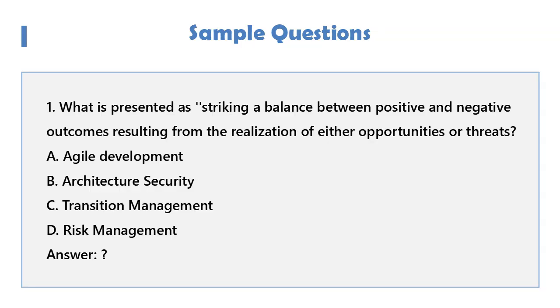1. What is presented as striking a balance between positive and negative outcomes resulting from the realization of either opportunities or threats? A. Agile development. B. Architecture security. C. Transition management. D. Risk management.